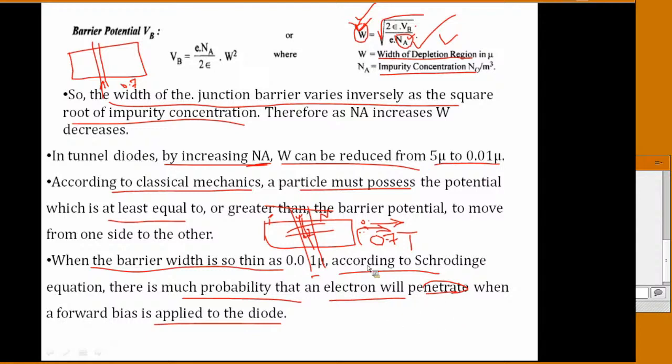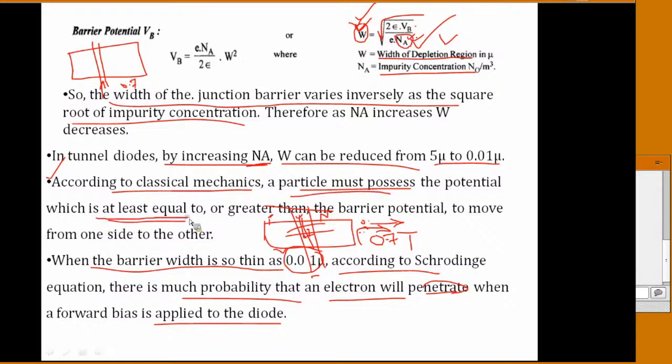Electrons can penetrate whenever the width of the depletion region is very, very thin. When the depletion region is very thin, that means the impurity concentration is more. I hope this slide is clear. This is clear. Now the complete tunnel diode.